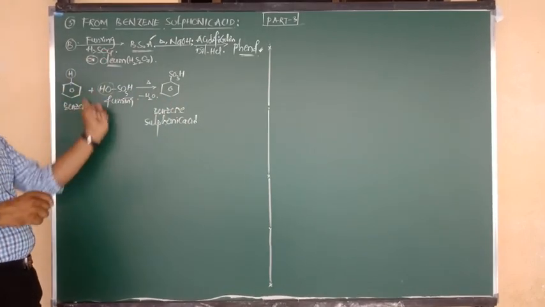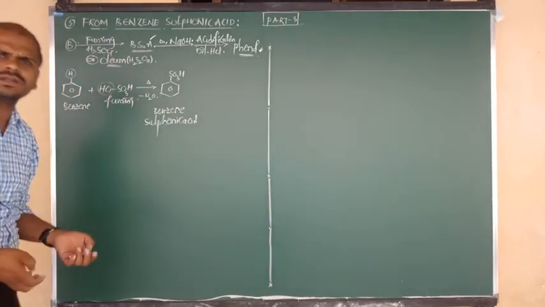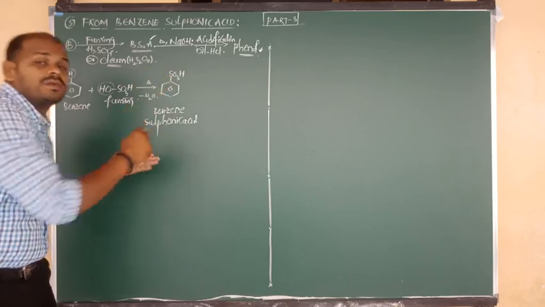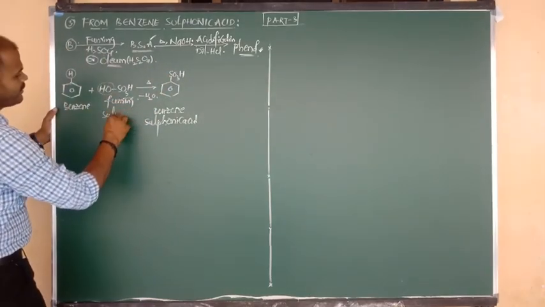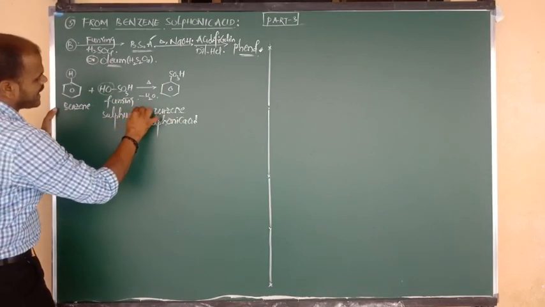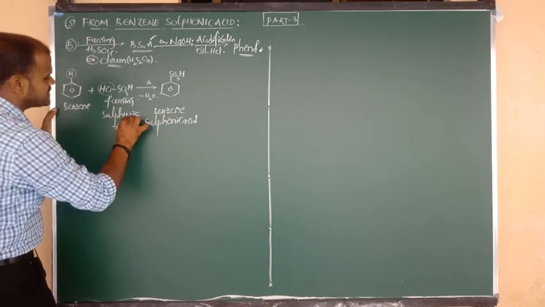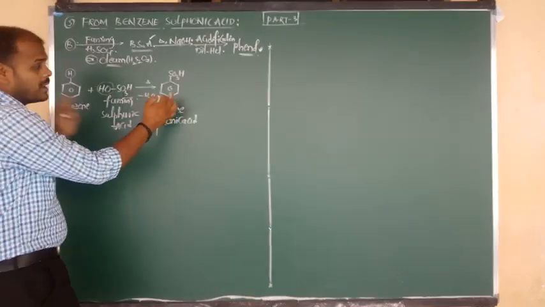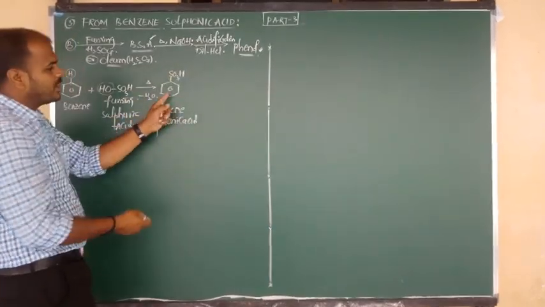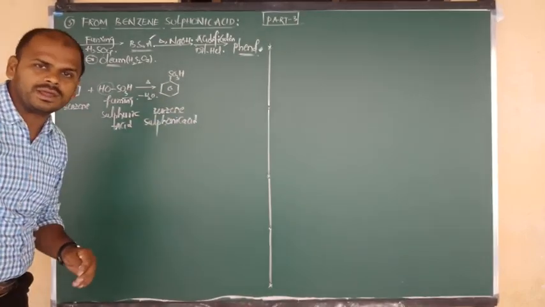The method name is called sulfonation. Sulfonation means reaction with fuming sulfuric acid. So benzene on reaction with fuming sulfuric acid, or instead of this you can use oleum, forms the product benzene SO3H. This is called benzene sulfonic acid.